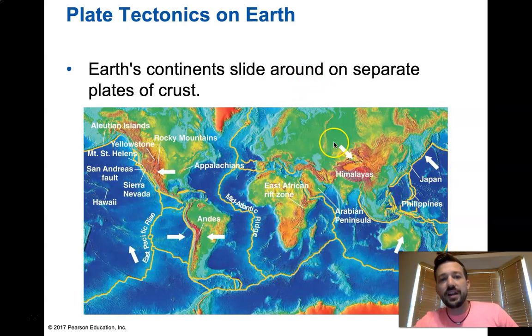Here is where all the plates are broken up, as you can see on these yellow lines. I believe it's 13 plates, if I'm not wrong. Maybe I'm thinking about something else, but somewhere like that. These things shape our planet. They shape the planet the most. And we've noticed how they were created, kind of like puzzle pieces put together.